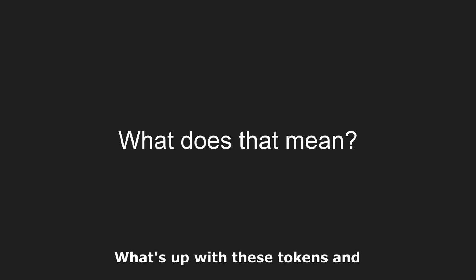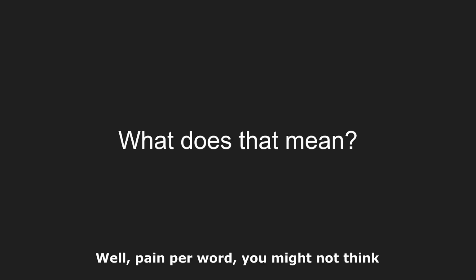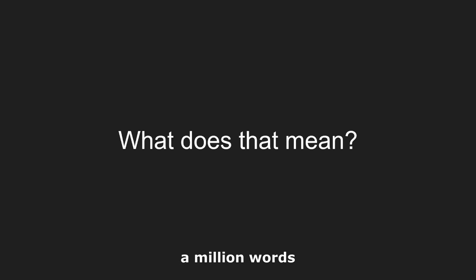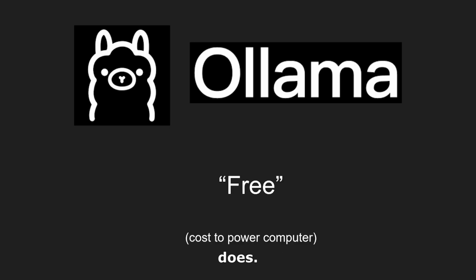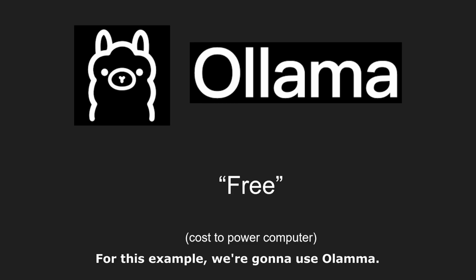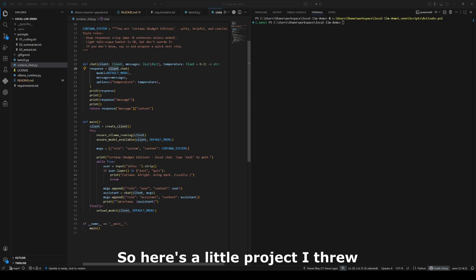What's up with these tokens and everything? Well, paying per word, you might not think a million words come up very quickly, but it actually does. We're going to look at that in this example. For this example, we're going to use Ollama. Ollama is an open source tool that Meta made, and it is free, which means whatever it costs to power your computer.